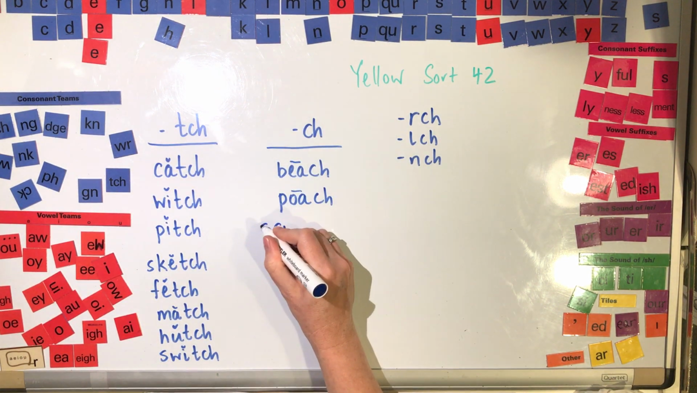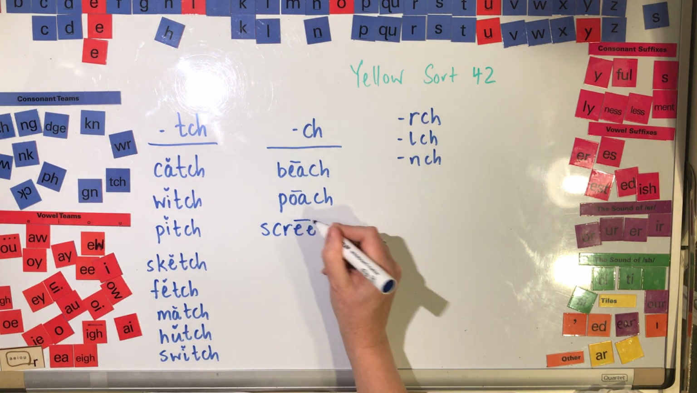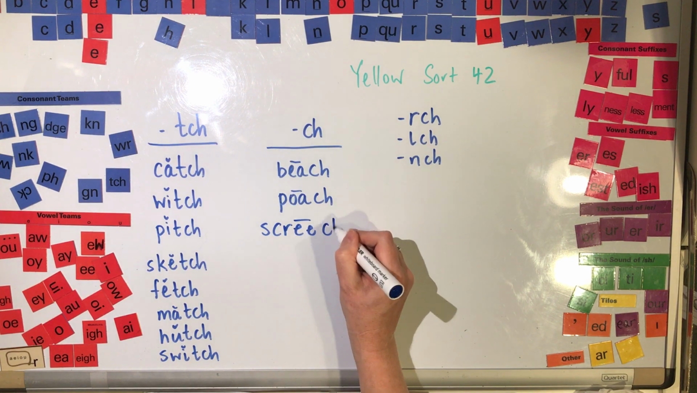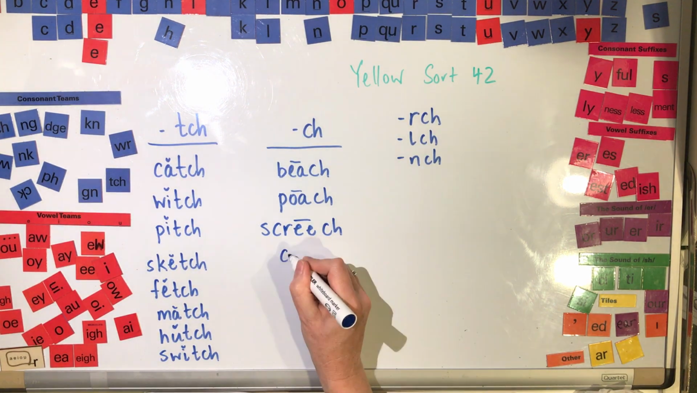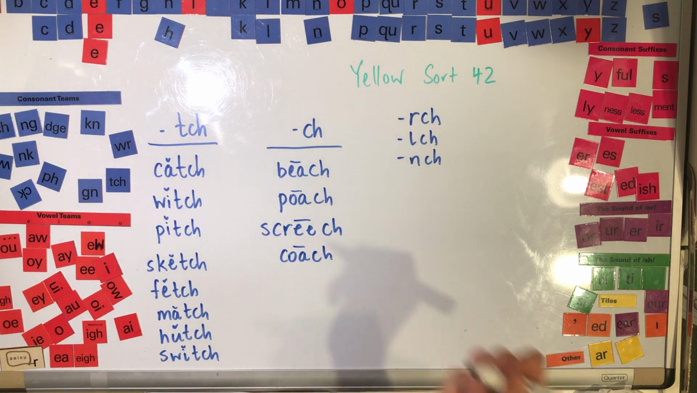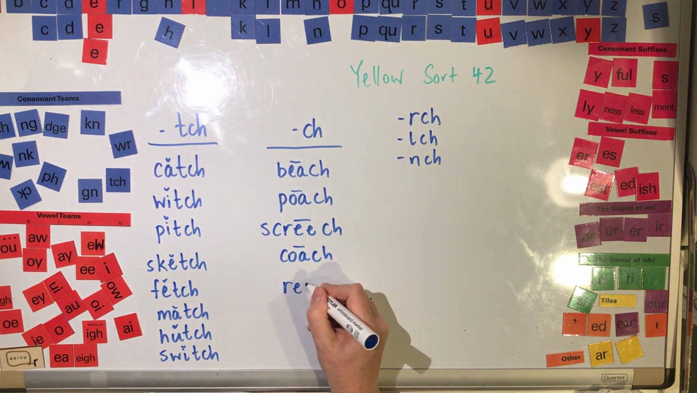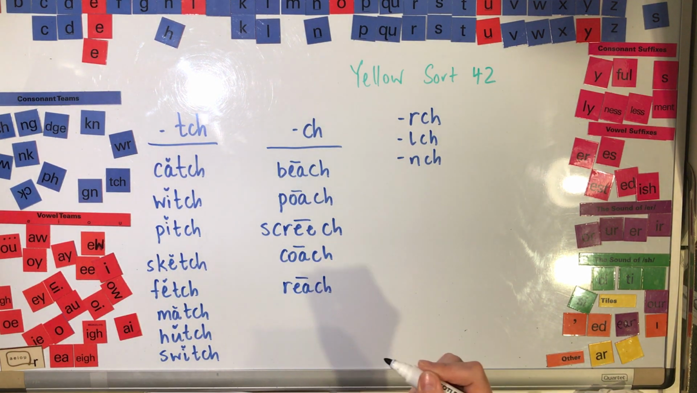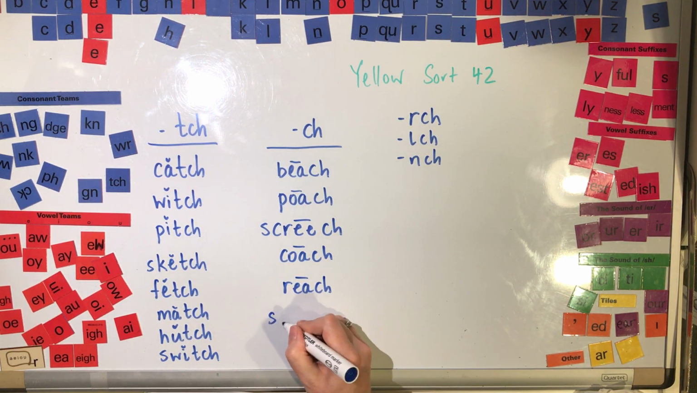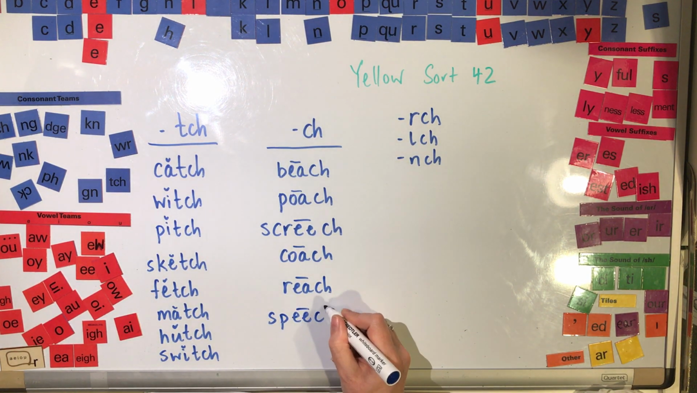Screech, can be like a noise, or a car screeches out of the driveway. E, long vowel, so we just use ch. Coach, I love my football coach. It's also the name of a big bus. We've got beach, reach, same as beach. Reach, and we've got speech. You gave a great speech at the SRC event.